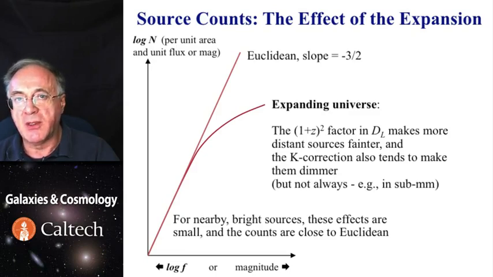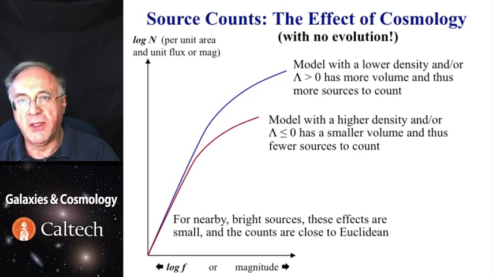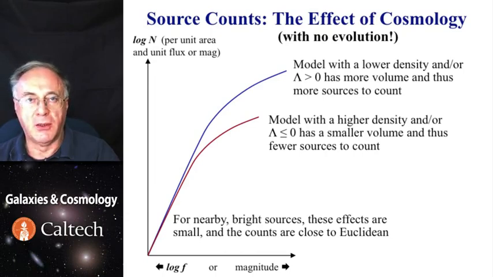In some special cases, like in sub-millimeter, K-corrections can be negative and can overcome some of the geometrical effects. Now let's look at the effect of cosmology. Generally speaking, models with more volume would tend to have more counts. And models with more volume are those that have low densities and/or positive cosmological constant. But again, at low distances from us, things are still nearly Euclidean, so the lines will be deviating away from the Euclidean slope the further out we go.